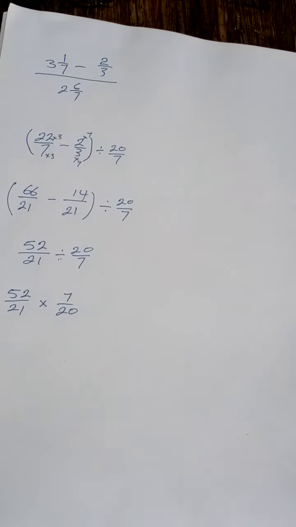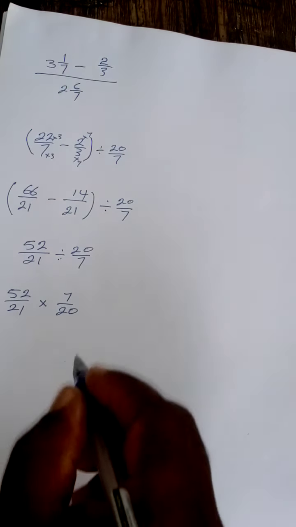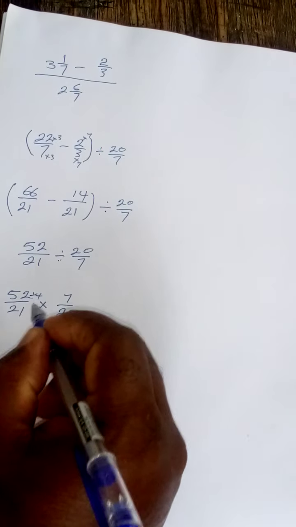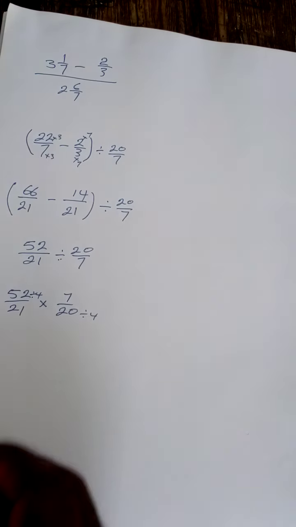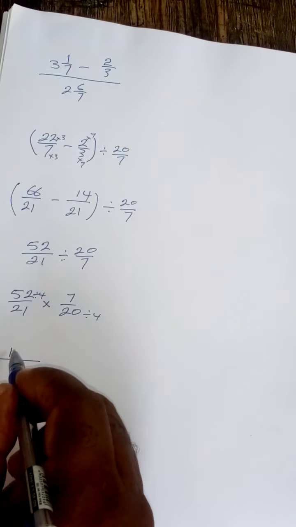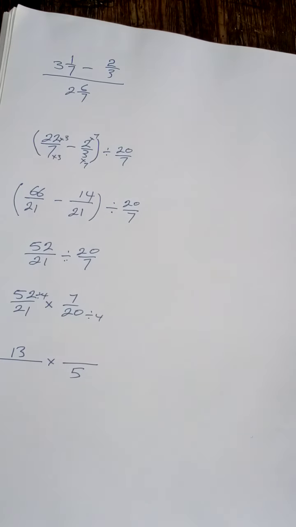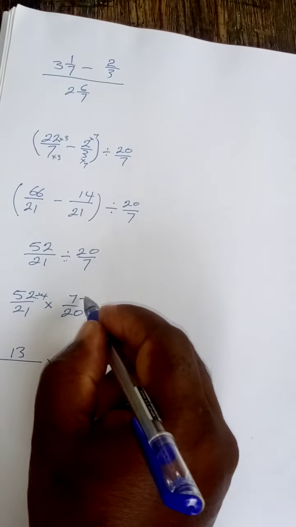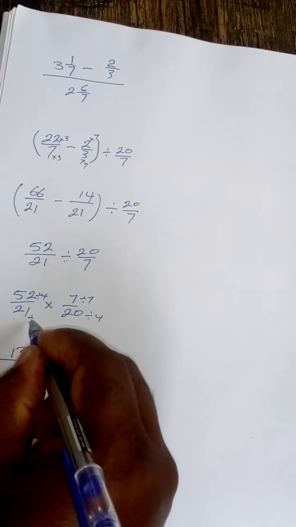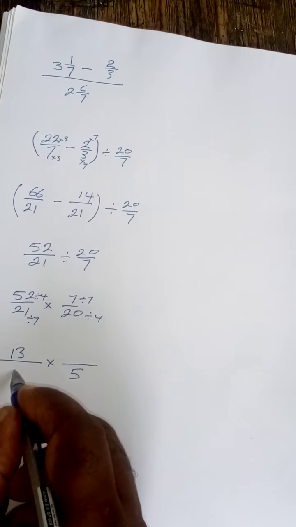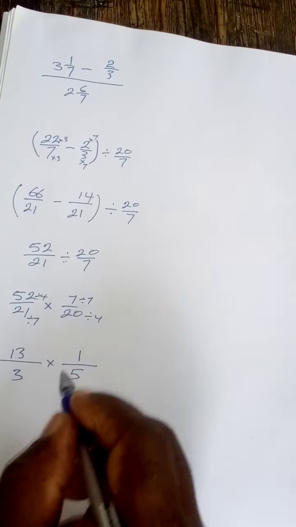Now we can go ahead and see if there's any common factor between any number in the numerator and denominator. We see that 20 can be divided by 4 and 52 can also be divided by 4. If we divide 52 by 4, we get 13, and if we divide 20 by 4, we get 5. Also, 7 can be divided by 7 and 21 can be divided by 7. We divide 21 by 7, we get 3, and we divide 7 by 7, we get 1.